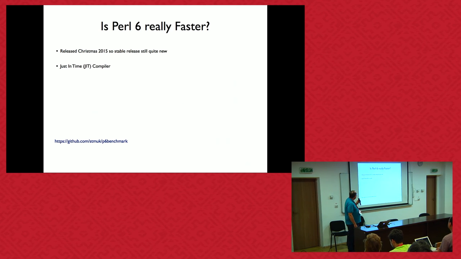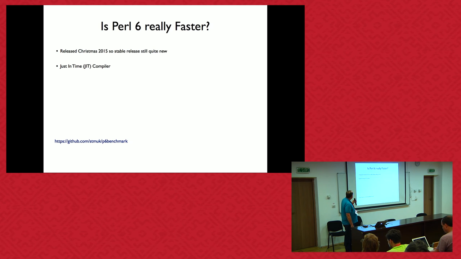There are some technical reasons. Probably these are too small to read, but the second line is referring to the just-in-time compiler. That's something that Perl 5 doesn't have and Perl 6 has, which should mean in the future that the performance will be better. Also, there's pre-compiled bytecode in Perl 6.